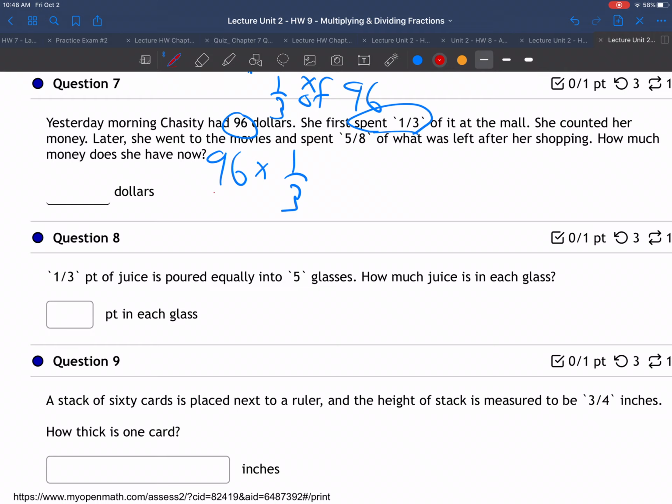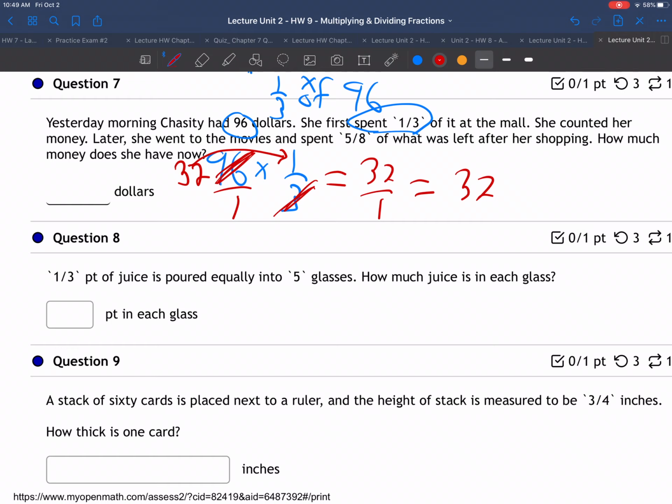How do we do that? Put this over 1, right? When a whole number is interacting with a fraction, put it over 1. Cross cancel. 3 goes into 96. Use your calculators, 32 times. And then multiply what's left over. 32 times 1 is just 32, and there's just 1 on the bottom, so that's just 32, because this 3 is gone, and this 96 is gone, right? So it's just 32 times 1 over 1, 32.